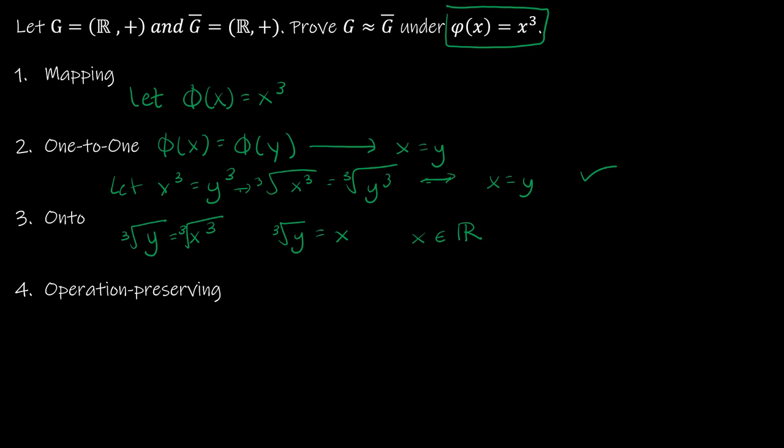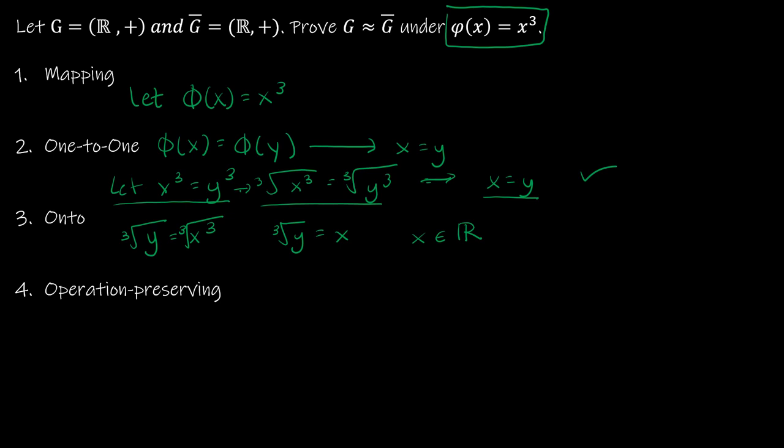And just before I continue here, notice I'm not writing out all of the words. So if this were, say, a homework assignment, or if this were a test question, you would use more words. You would say, let x cubed equal y cubed. By taking the cubed root of each side, we get x is equal to y. Therefore, this mapping is 1-to-1. So just a side note, I'm not doing that just for the sake of time, so this isn't a very, very lengthy video.